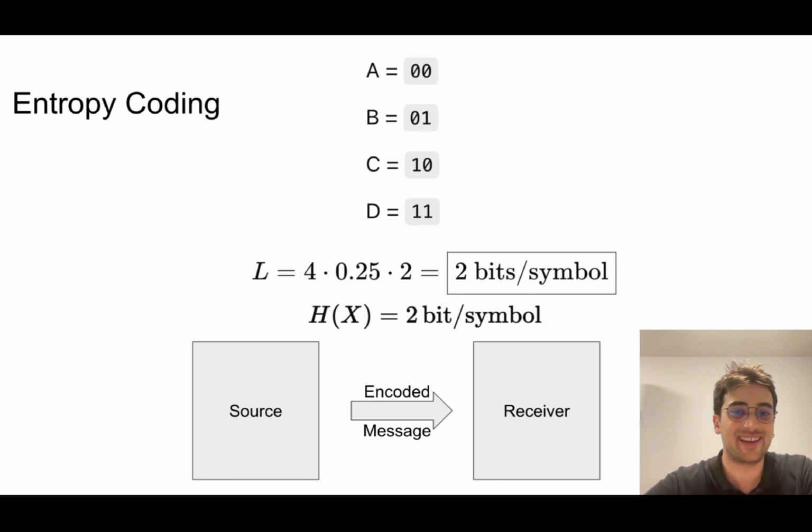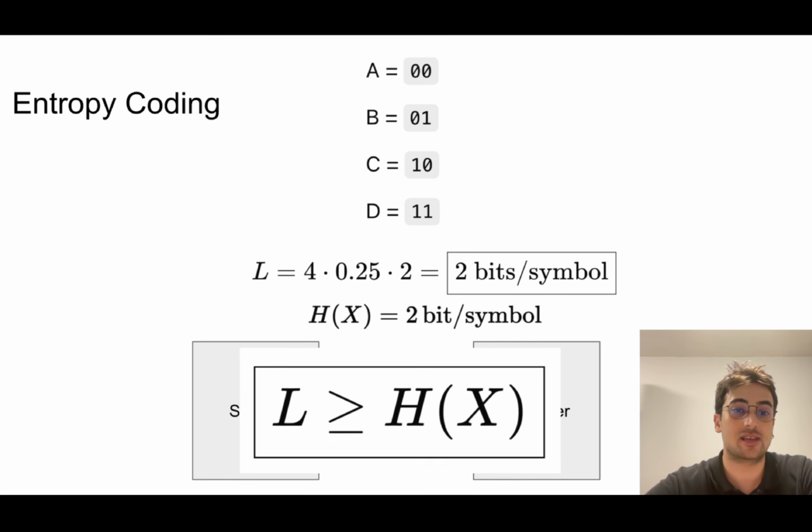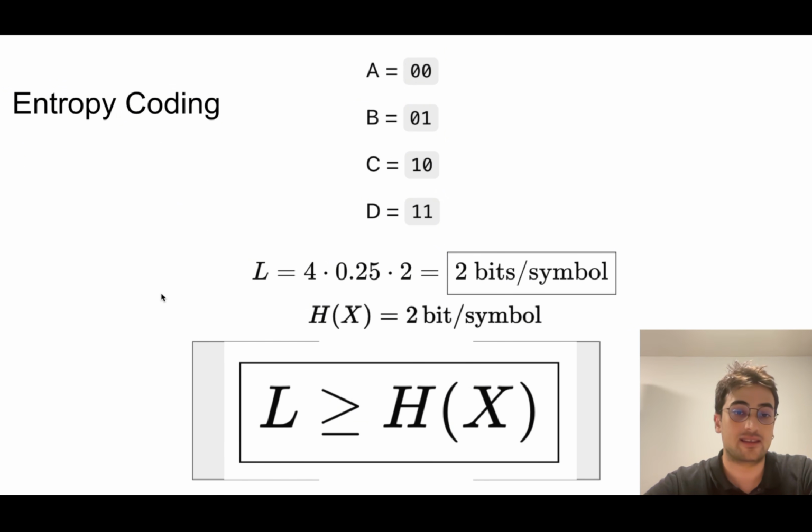No. Why? Because we have the limit. We reached the limit, which is that the length we represent, the bits per symbol length, cannot be smaller than the entropy. So we reached the limit. So yeah, that's basically the logic behind entropy coding. I hope you understood well.